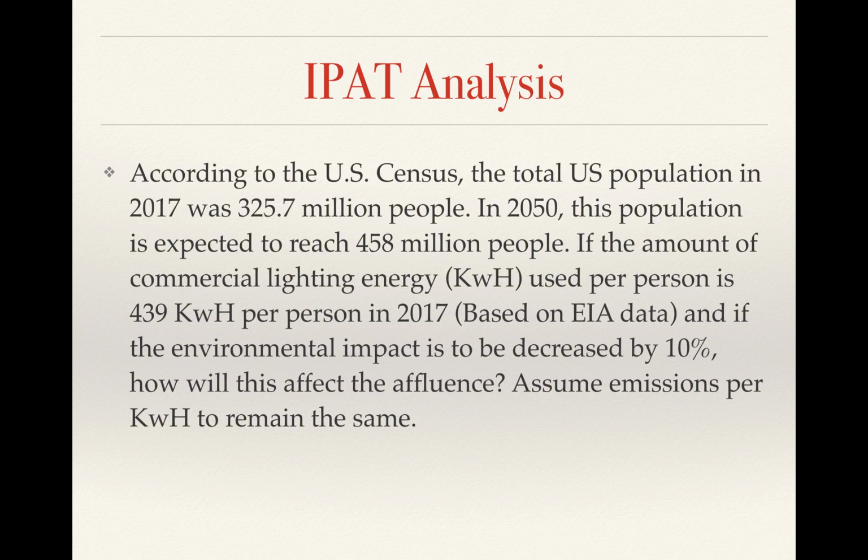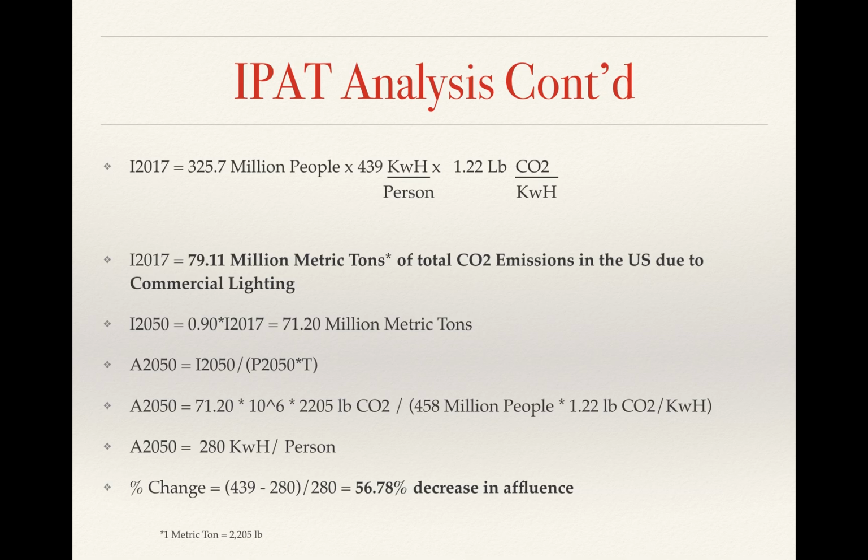The U.S. population in 2017 was 325.7 million people and is expected to rise to 458 million people by 2050. Using an IPAT analysis, if we were to decrease the environmental impact by 10% by the year 2050, how would this affect affluence if emissions of CO2 per kilowatt hour was to remain the same? Here you can see the calculations. Based on an average electrical emission value of 1.22 pounds of CO2 emissions per kilowatt hour, which is assumed to remain the same from now into the year 2050, we would need to decrease our affluence by roughly 57%. Thus, incorporating daylighting into commercial buildings is a big step to achieve this number.